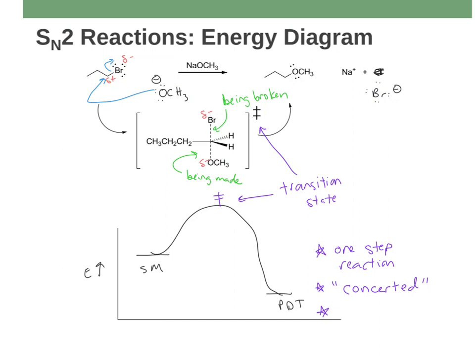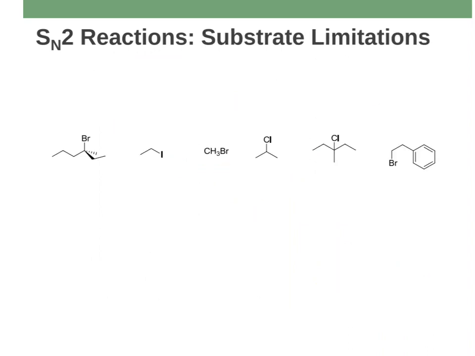So if you look at the rate for these, the rate is bimolecular. It's going to depend on both the amount of substrate that you have, that's your alkyl halide, and it's going to depend on the amount of nucleophile that you have. The more of each of them you have, the faster the reaction goes, because both of them are in the rate determining step. Both of them are in the slow step, and that's because there's only one step in this. Now, the substrate limitations.